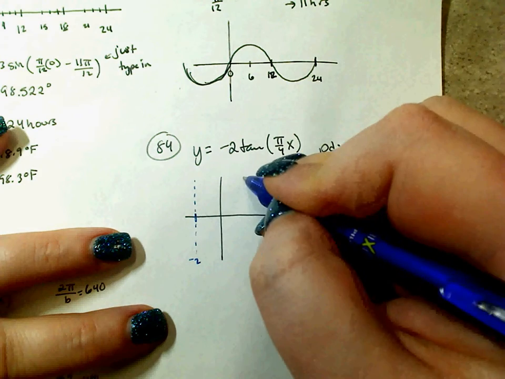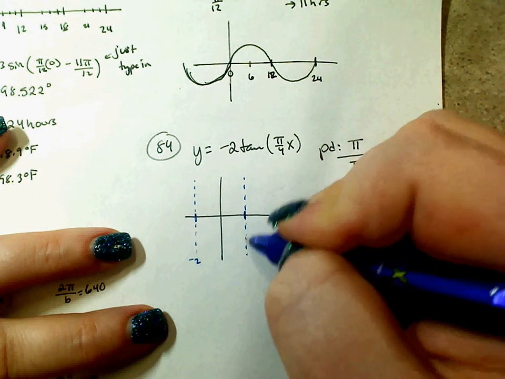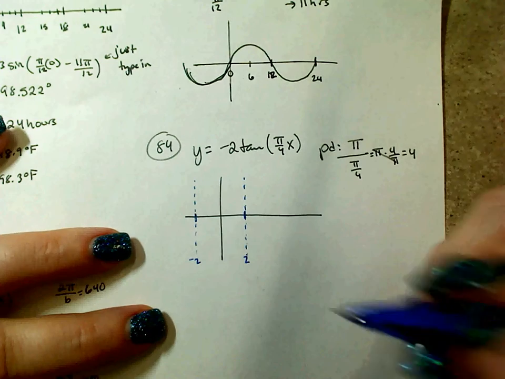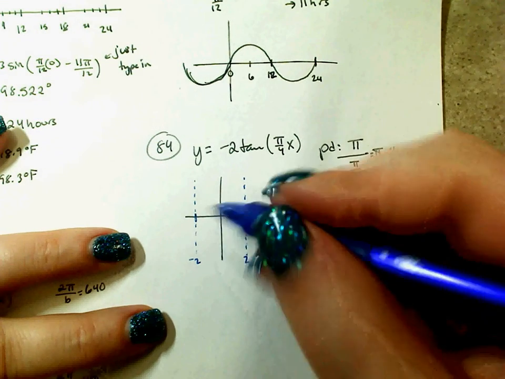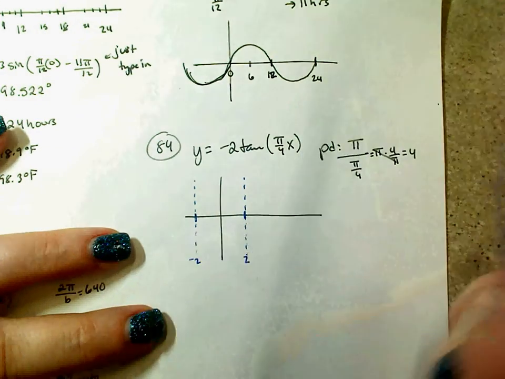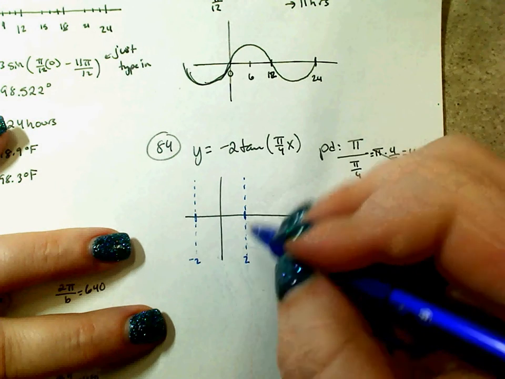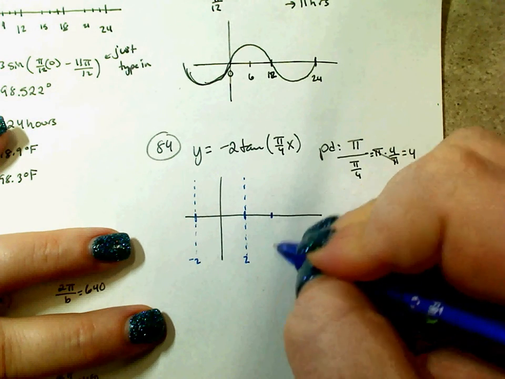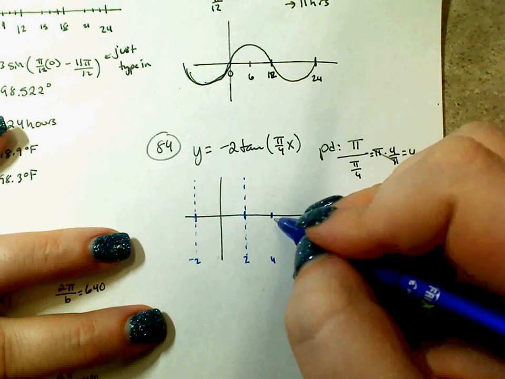Because tangent is symmetrical across the y-axis. So that means every tick mark is 2. So the next tick mark would be at 4, and that would be a center point. And then the next tick mark would be 6. Third class it took. Okay.